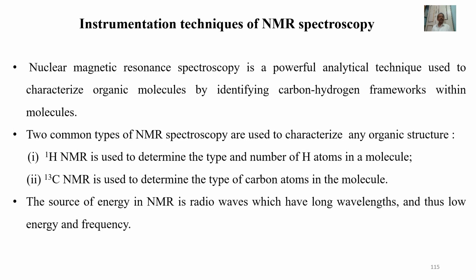Let us learn instrumentation techniques of NMR spectroscopy. NMR spectroscopy instrumentation involves a strong magnetic field, radio frequency pulses, and a detector to analyze atomic nuclei and obtain structural information of any molecule. Key components include a magnet, radio frequency transmitter, a receiver, and a computer for data processing.